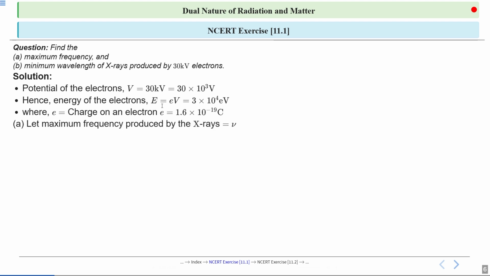So now let's focus on what we are being asked to find. We are looking for the maximum frequency of the X-rays produced, which we call nu. To connect the energy of the electrons to the frequency of the X-rays, we use the formula E equal to h nu.